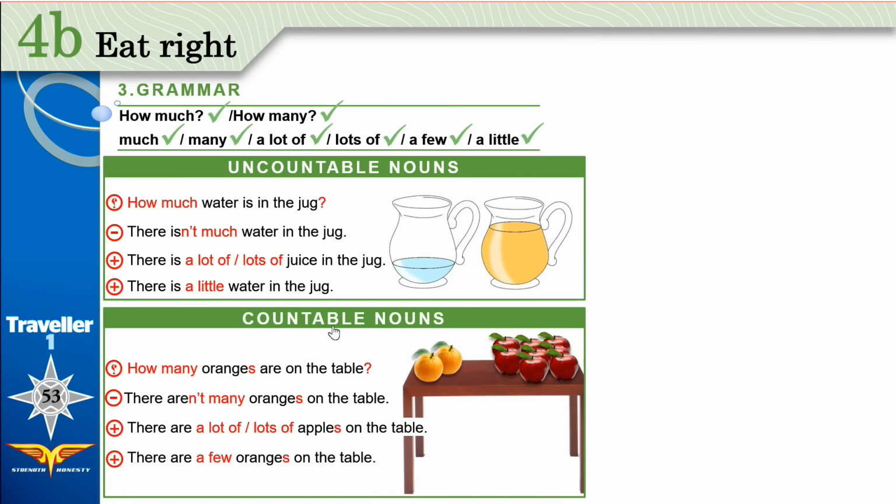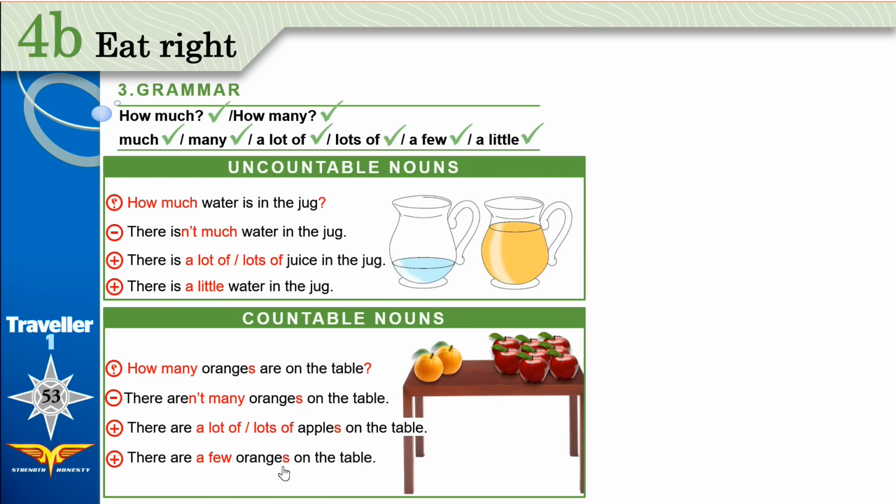If you use countable nouns, always use the plural s. Look, we are not using isn't here. Don't use isn't. There isn't many orange. No, it has to be plural. You must use are and plural s. There aren't many oranges. There are apples.